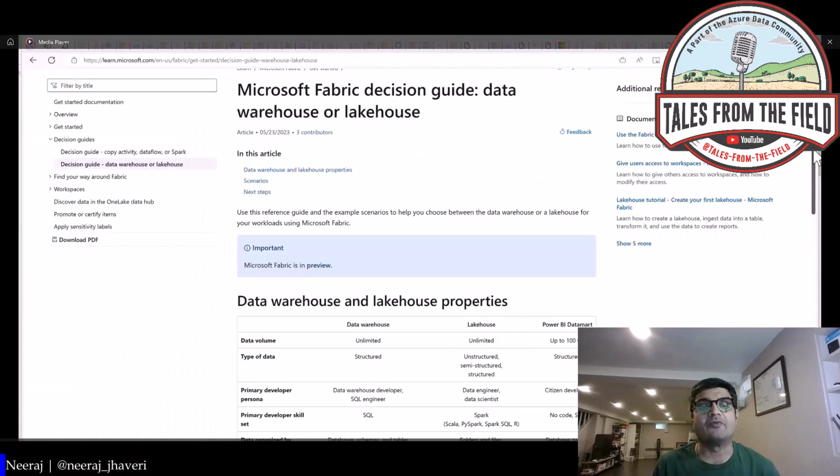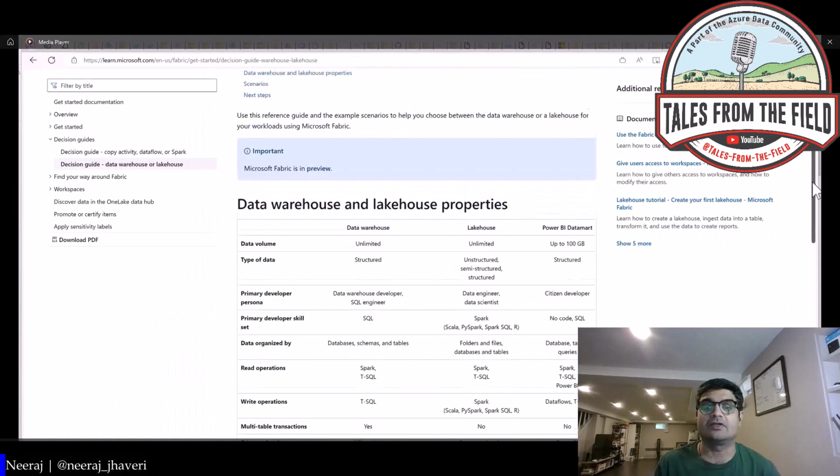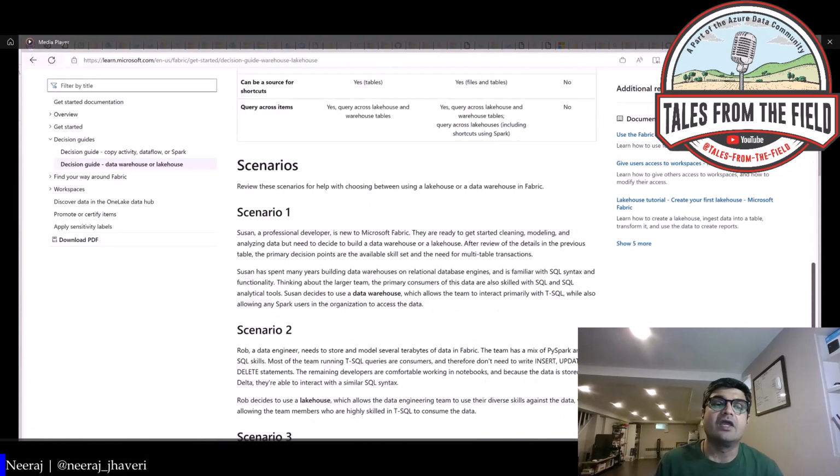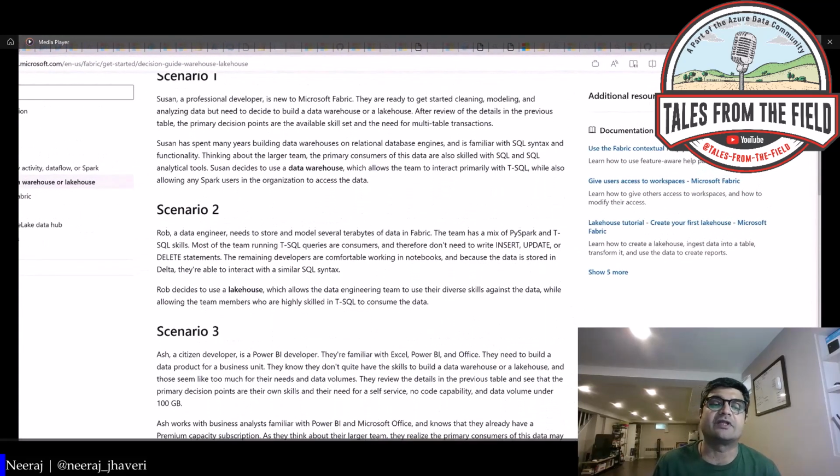We also have come up with scenarios in the documentation. If you go to the bottom of it, it will show you all three different types of scenarios that can help you understand what you can build with each and every single component.